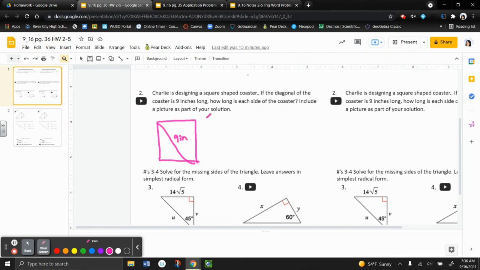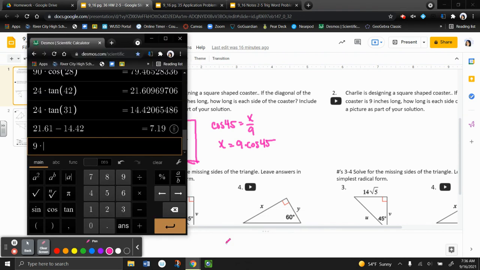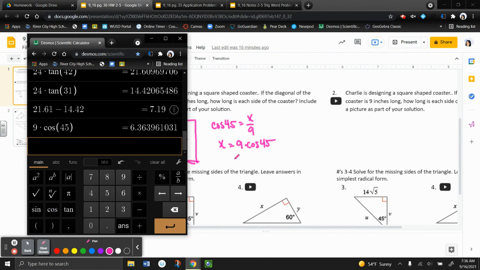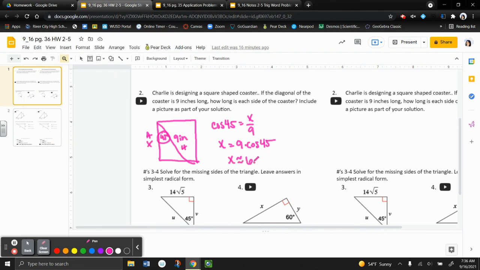This is 9 inches. And again, this is a 45, 45, 90 triangle. So you can solve using special right triangles, or you can solve using trig. I'm going to use trig this time. So I'm going to use this angle as my angle. This is my adjacent. This is my hypotenuse. So it's going to be cosine, x over 9. So we're going to multiply. So 9 times cosine of 45. 6.36 inches.